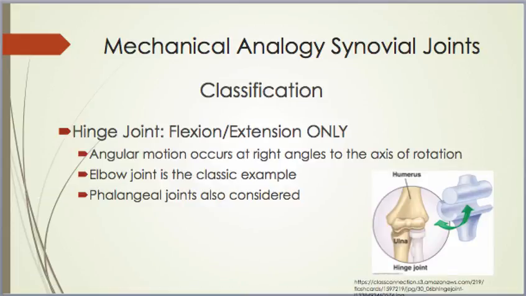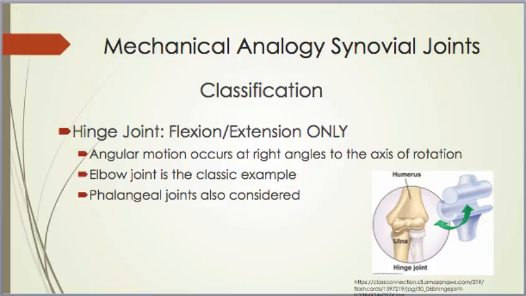Next, we're going to talk about the different types of joints in a little more detail, and their mechanical analogies. For example, our first one here is the hinge joint. And with a hinge joint, we have flexion extension of the joint only. So this is a single axis of rotation, where angular motion occurs at the right angle to the axis of rotation. So elbow flexion at the humeral ulnar joint is the classic example. You can see it here. It's like a hinge of a door.